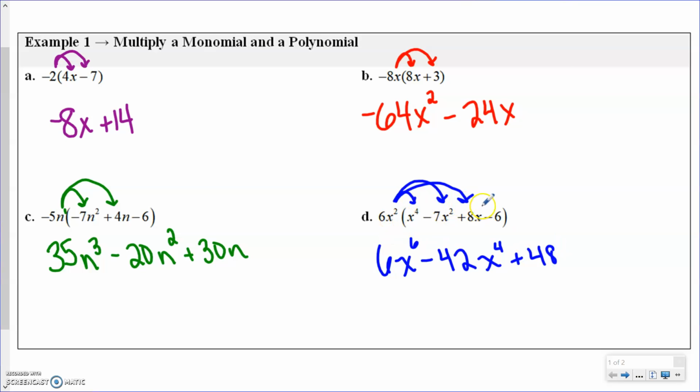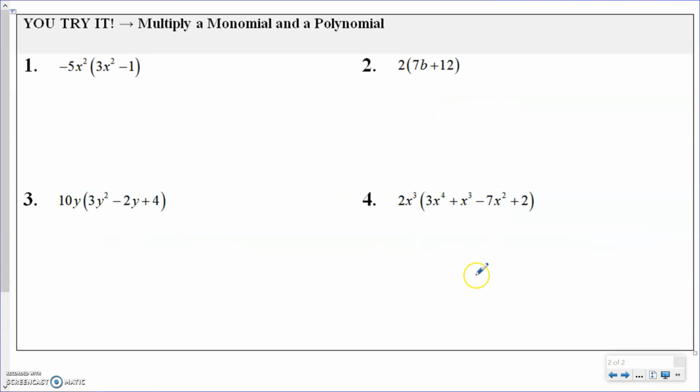I have 2 x's there and I have 1 x here, so I end up with x to the third power. And then 6 times -6 is -36, and then that x squared just comes along for the ride because there aren't any other variables. That's really all you're doing in today's lesson. But before you go ahead to the practice, I want you to try these next 4 problems and come back to check your answers when you are done.